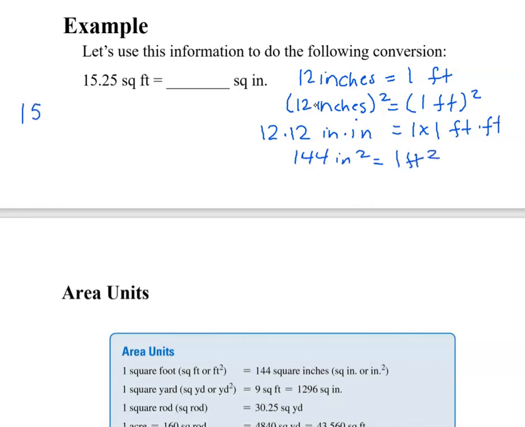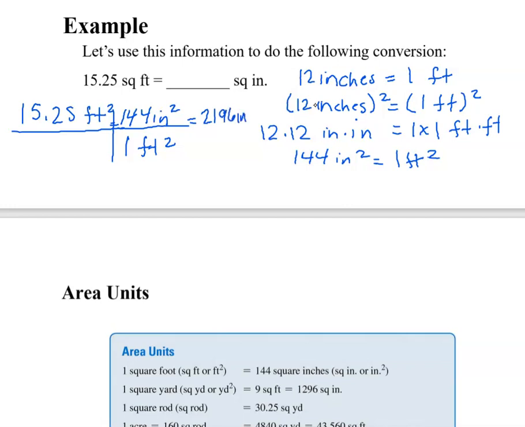Well, now I should be able to do this conversion. 15.25 square feet. I don't want square feet, I want square inches. So we want to do our square feet on the bottom, that 1 foot squared has 144 inches squared in it. And we would do 15.25 times 144, and that's going to be 2,196 inches squared, because our feet squared end up canceling out.